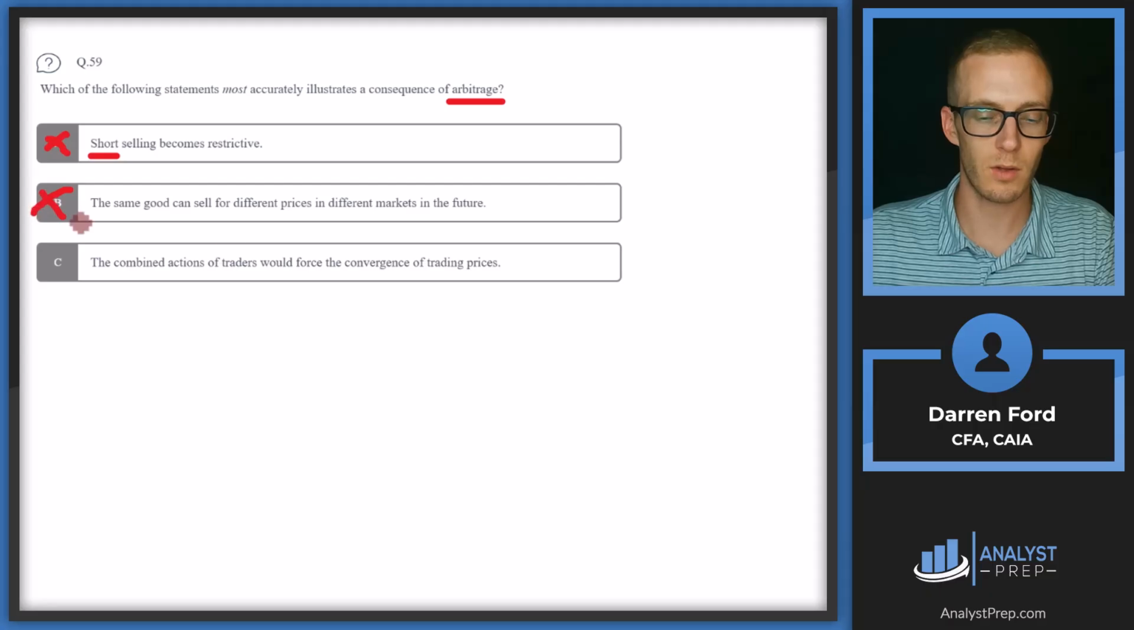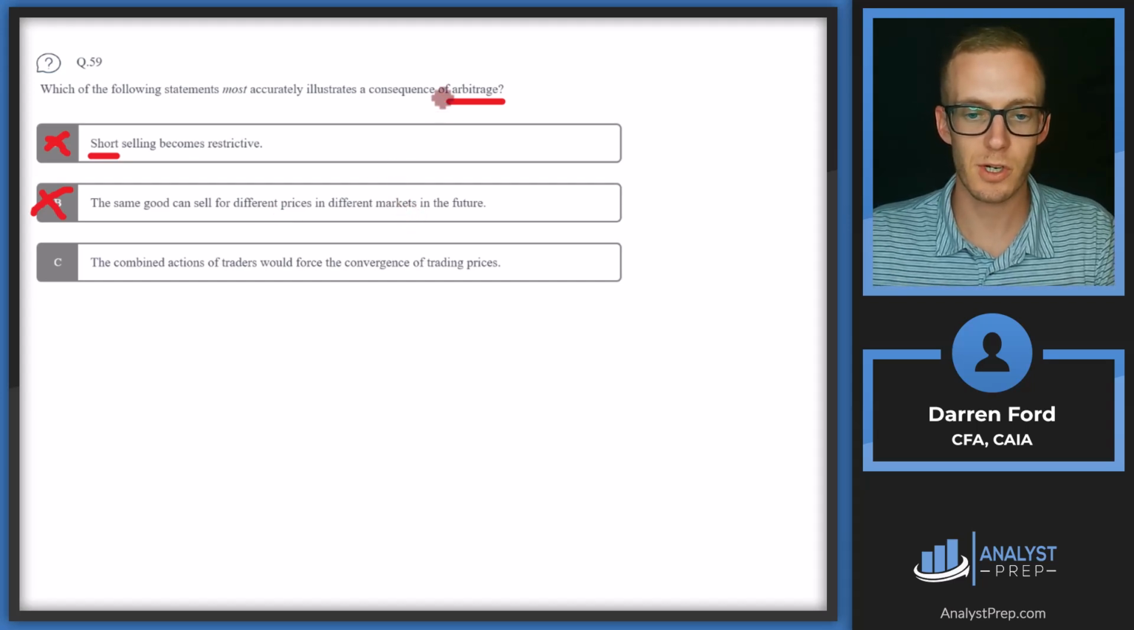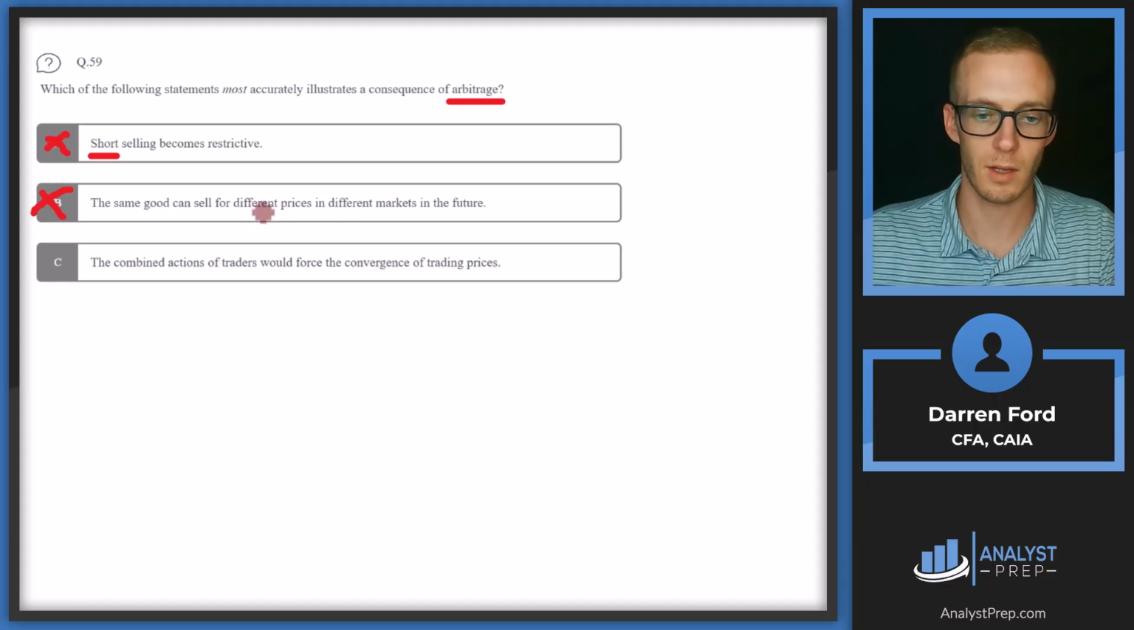Answer B, the same good can sell for different prices in different markets in the future. That's going to be incorrect as well, since if we have strong arbitrage, then if the same good is selling for different prices in different markets, the arbitrageurs will be buying low in one market and selling high in the other market, and those prices should converge over time. And then C, the combined actions of traders would force the convergence of trading prices. It's basically what we were just talking about for B. If prices are different in different markets, there's going to be the buying and selling that the arbitrageurs are going to do to drive those prices together.